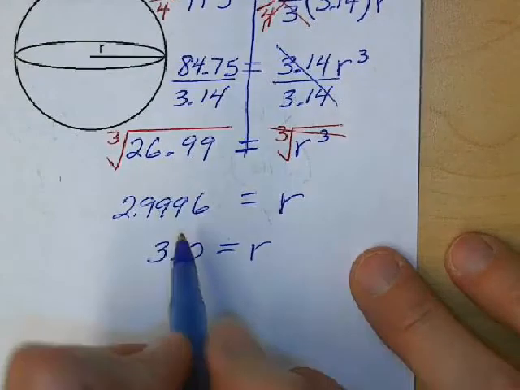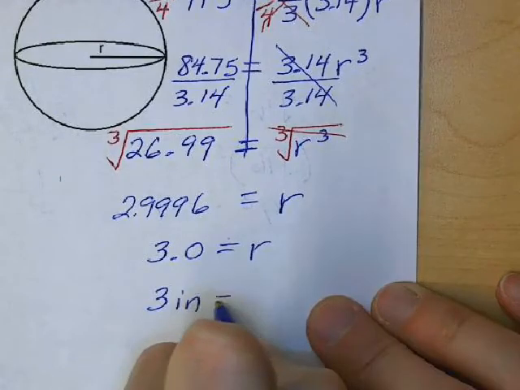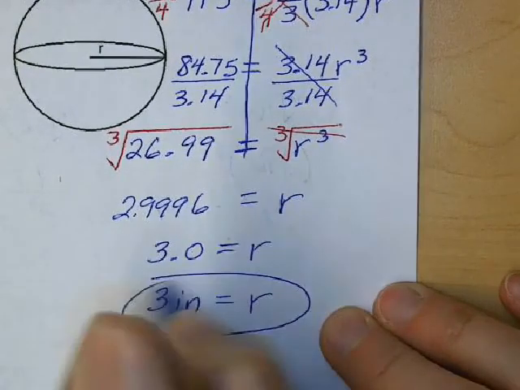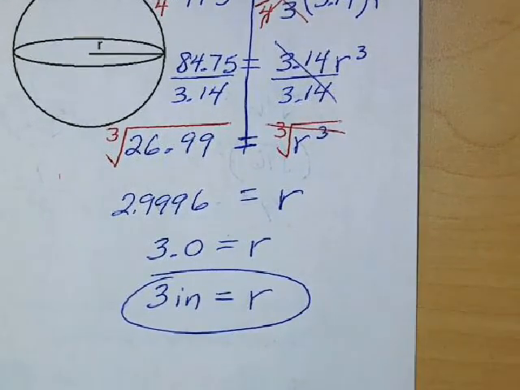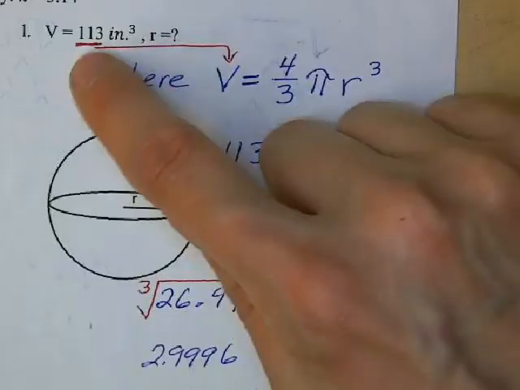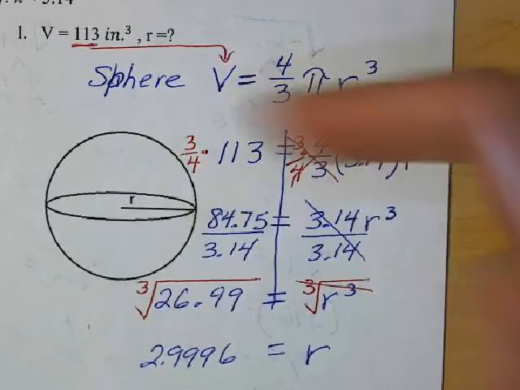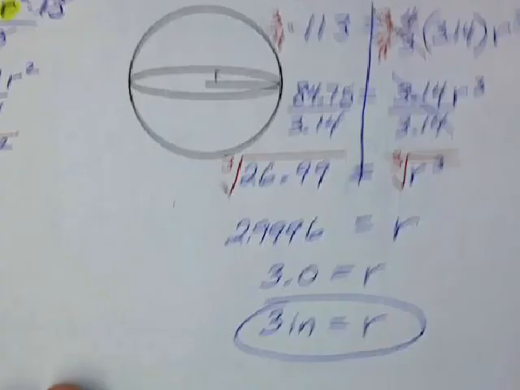What measurements was this problem in? Yeah, so probably inches. The radius would be 3 inches. That's why it says inches to the third power, because when you take inches times inches times inches, you get the volume in cubic inches.